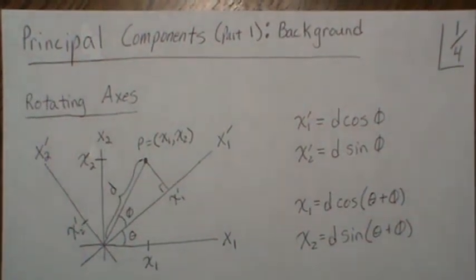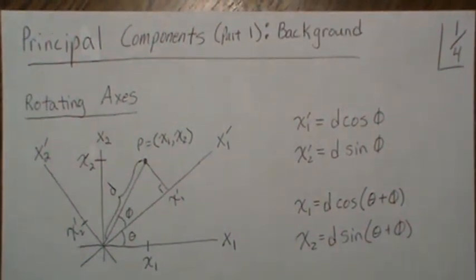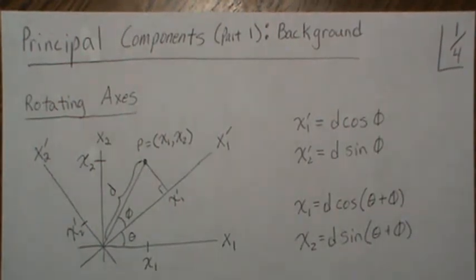Hello, in this video I'm going to call it Principal Components Part 1, Background. And then really we're not going to touch upon any principal components. We're going to look at rotating axes and ellipses. And if you're familiar with those, you can really skip this and go to Part 2. But some of the notation here we're going to carry over into principal components.